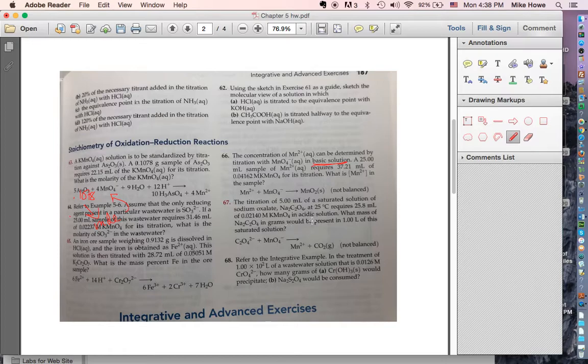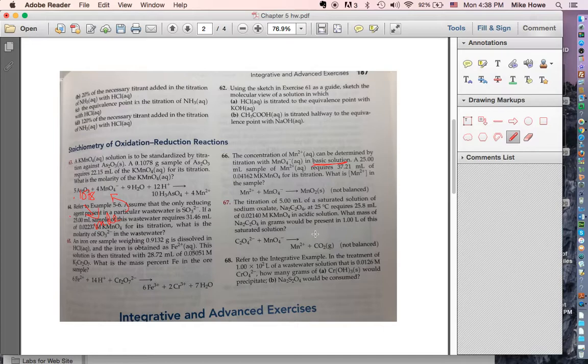And then down here, we know that we have 25.8 milliliters, and that's the molarity. So you're going to find the concentration of the potassium permanganate, and then find out how many moles you have, and then how many grams. So once you know the moles of sodium oxalate, then you find grams of sodium oxalate. Right? And that's how many grams are in 5 milliliters.